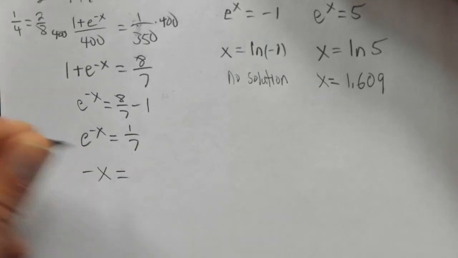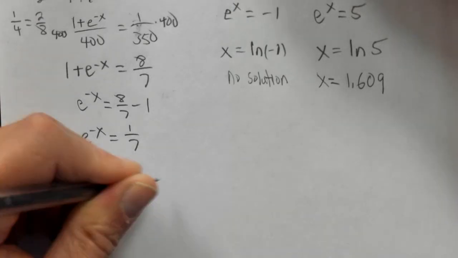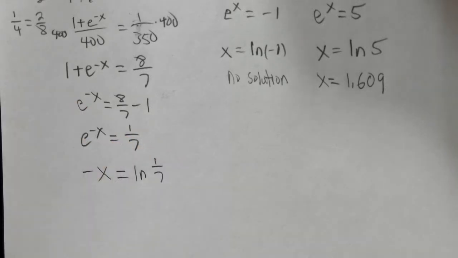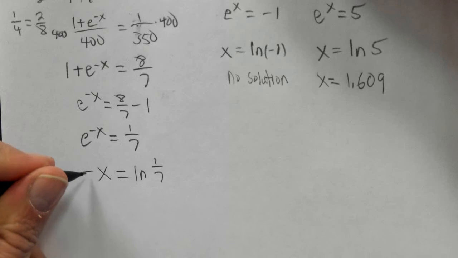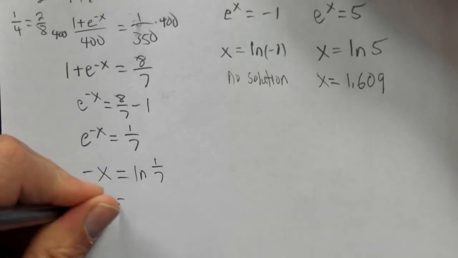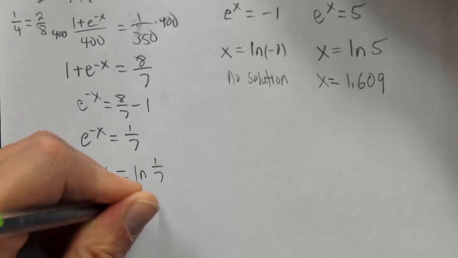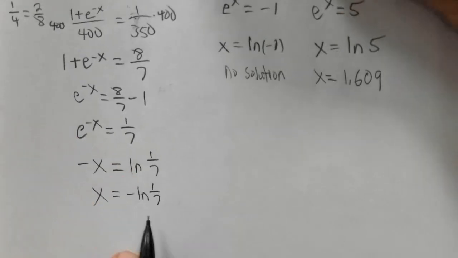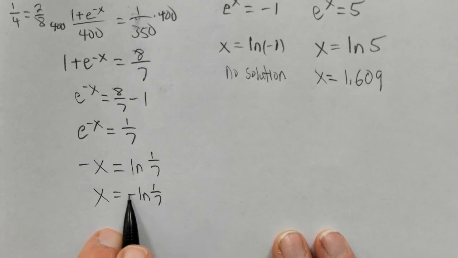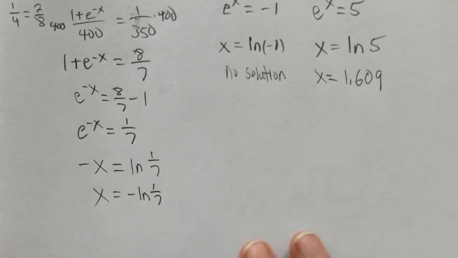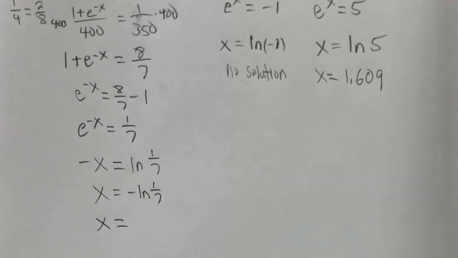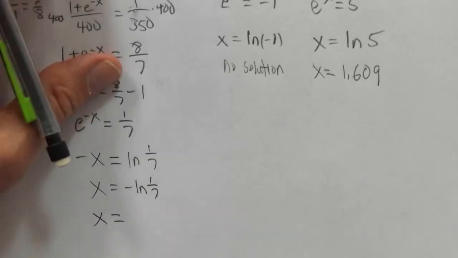So negative x, the natural log of this side makes the exponent fall out. And then the natural log of this side, which is the natural log of 1 over 7. So if negative x equals the natural log of 1 over 7, then x equals the negative natural log of 1 over 7. And you can't take the natural log of a negative number, but you can make the natural log itself negative, right? We can do that. And so now it's just up to my calculator to see what the answer is, and let's go see what it is.